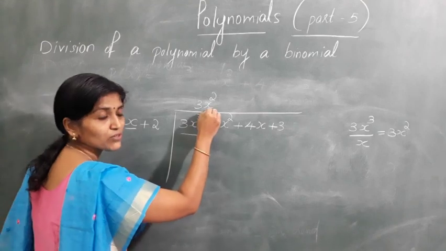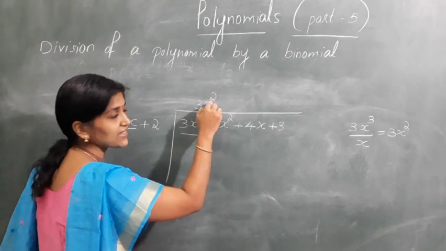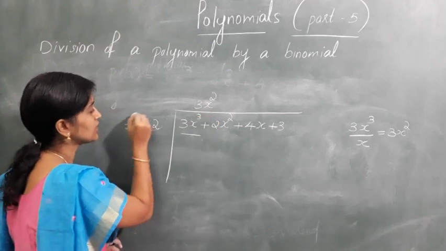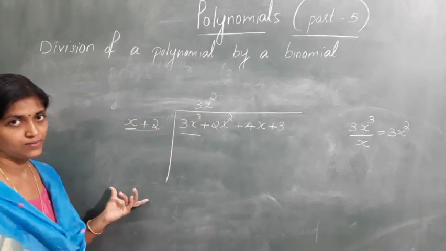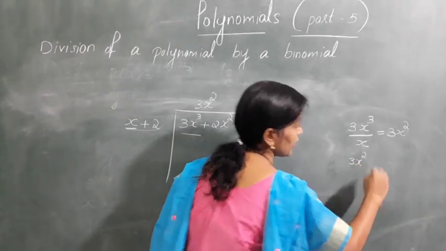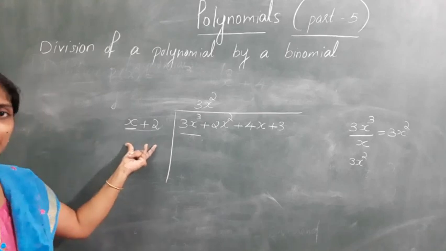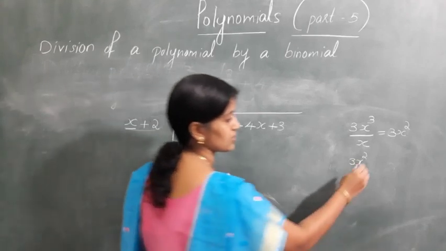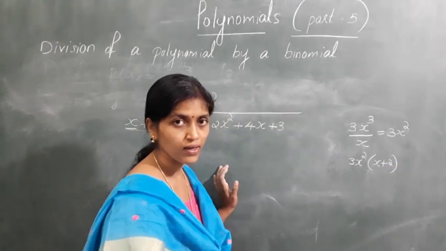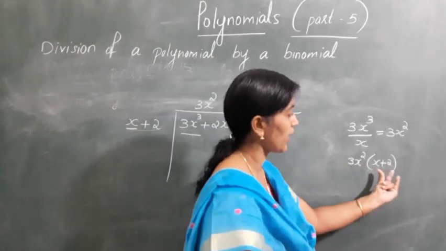We got the term of the quotient as 3x square. Take this term 3x square and multiply with all the terms of the divisor. That is 3x square. How many terms does the divisor have? Two. So you have to put a bracket, x plus 2. So 3x square into x plus 2.